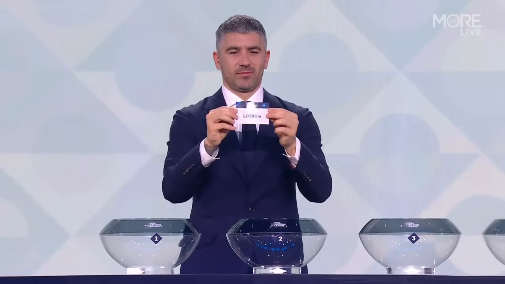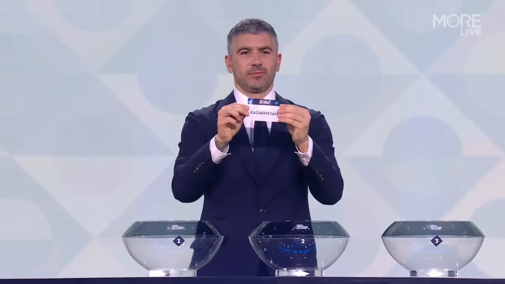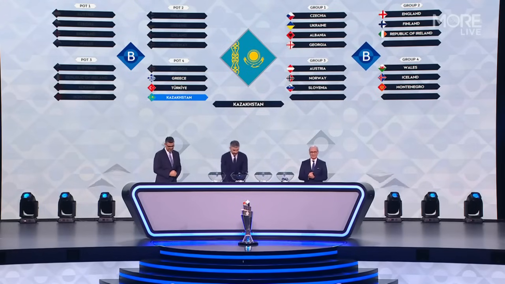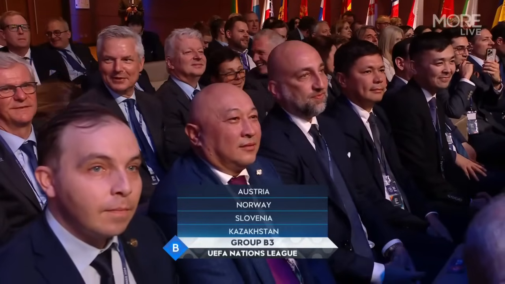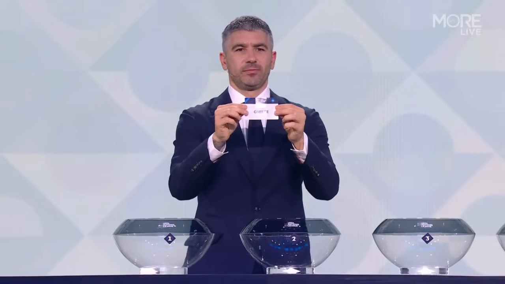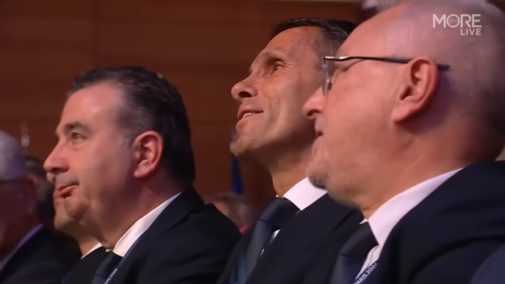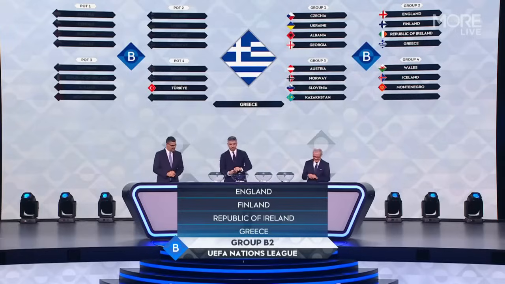Georgia. Georgia ready for playoff in March, and Georgia is allocated to Group B1 together with Czechia, Ukraine, and Albania. Kazakhstan. Now we have Kazakhstan, and due to the long distance restriction, Kazakhstan can only be allocated to Group B3. So the group available for Kazakhstan is Group B3, together with Austria, with Slovenia, and with Norway. And this team will, of course, be allocated to the first available group, which is Group B2. Greece. Greece is lucky enough to be allocated to Group B2 with England, with Finland, and with the Republic of Ireland.